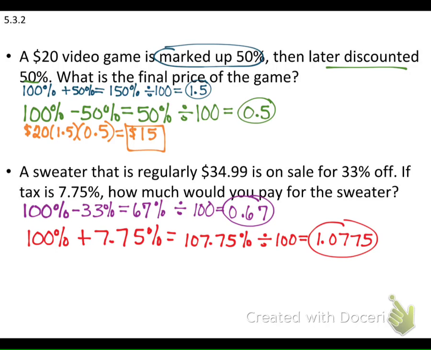Okay. From here, what do I do, Rihanna? Oh, you put down $34.99, right? Make sure you have that dollar sign there. Go ahead. And multiply my multipliers by it, that's right. So times 0.67 times 1.077. Okay. When you get that, what number do you get into your calculator?